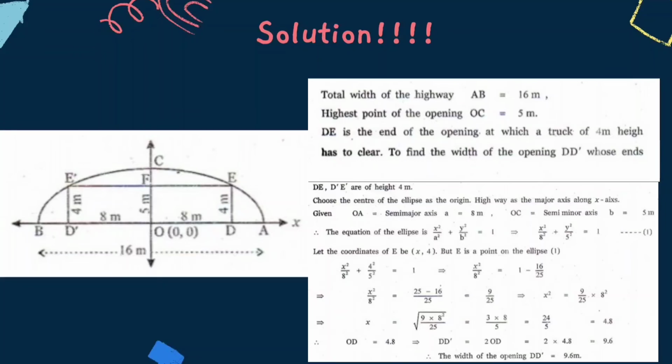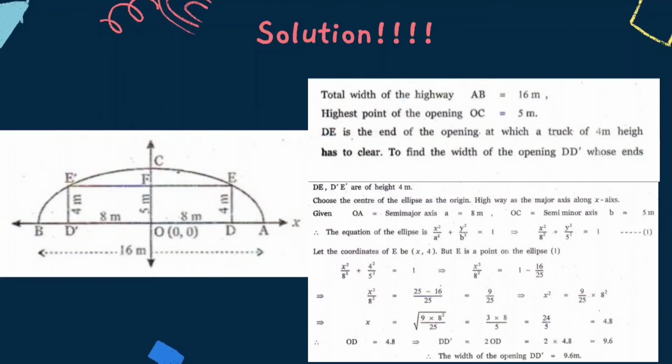To find the width of the opening, D prime, whose ends DE and D prime E prime have a height of 4 meter, we have to choose the center of the ellipse as the origin and the highway as the major axis along the x-axis. And we are given that OA, as we can refer to the sketch on the left, as semi-major axis small a equals 8 meter and OC equals semi-minor axis small b equals 5 meter. Now we can use the equation of the ellipse, which is x squared over a squared plus y squared over b squared equals 1.